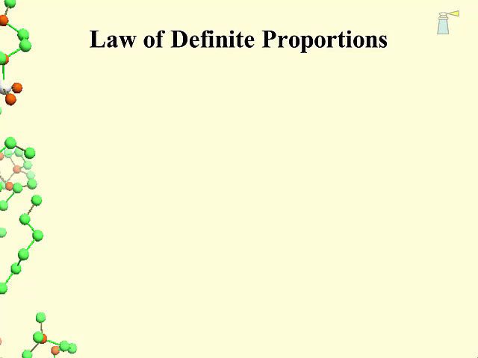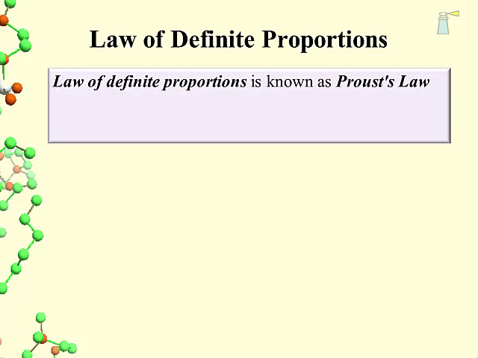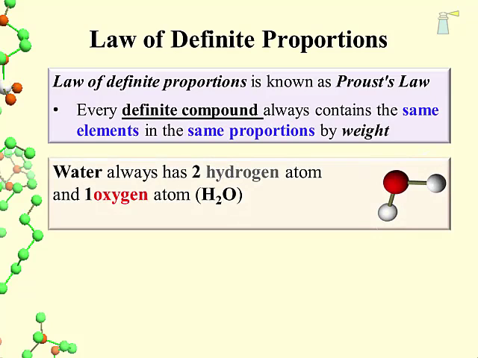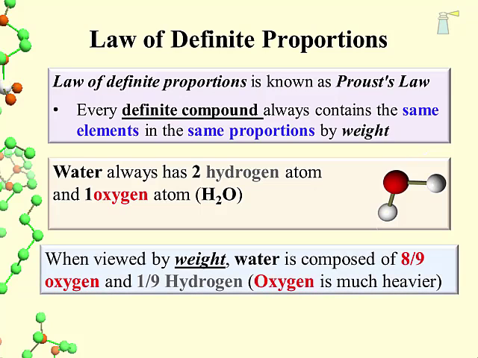A very important milestone in the understanding of chemistry was the development of the law of definite proportions. The law of definite proportions is known as Proust's law. It states that every definite compound always contains the same elements in the same proportions by weight. Returning to our favorite compound, water, it always has 2 hydrogen atoms and 1 oxygen atom, H2O. And getting just a little bit ahead of ourselves, when viewed by weight, water is composed of 8/9 oxygen and 1/9 hydrogen, and that's because oxygen is a lot heavier.